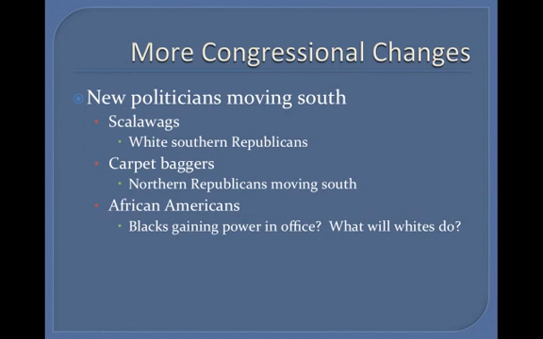The first group, a scalawag, was a white Southern Republican. In other words, it was somebody who was from the South, but who was more in favor of Northern policies. People didn't like that. They didn't like them favoring the enemy, per se. Carpetbaggers were Northern Republicans who moved down south in hopes of getting elected and also in hopes of electing Republicans into office. And then the third one, African Americans were gaining power in the House of Representatives in particular.